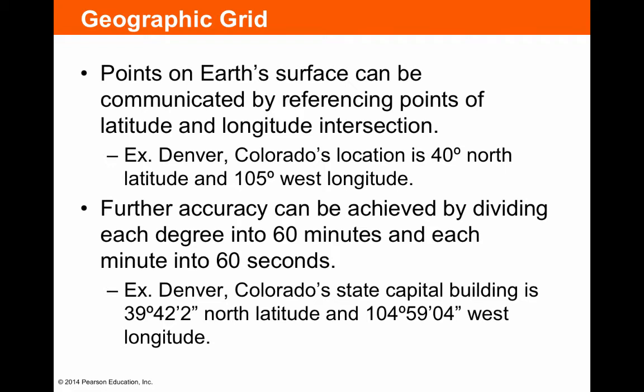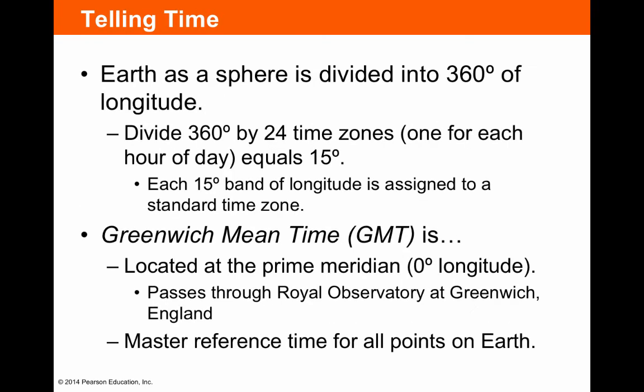Further accuracy can be achieved by dividing each degree into 60 minutes and each minute into 60 seconds. Some of you, when you did the absolute location of your cities, may have subdivided into minutes and seconds. Generally, when you look things up on the internet and ask for the absolute location, it will tell you the longitude and latitude down to the second. So if you look up the Denver, Colorado State Capitol Building, it will tell you that it is found at 39 degrees, 42 minutes, and 2 seconds north latitude, and 104 degrees, 59 minutes, and 4 seconds west longitude.